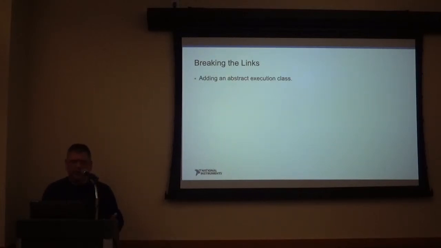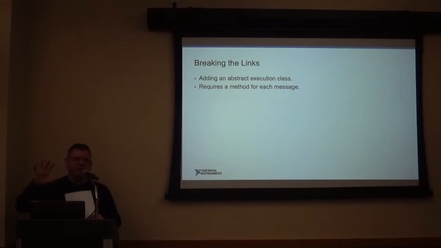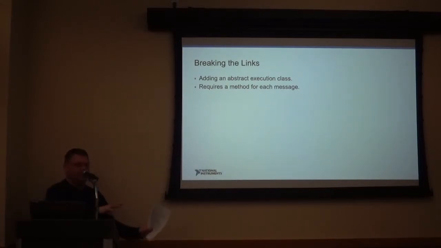All right, so how are we going to break these links? Well, we're going to add an abstract execution class. This is what I like to call it, at least. And so I'm going to tie all these things we've been talking about back together now. This abstract execution class requires a method for every message you have. So if you have 10 messages in your system that are going from application 1 to application 2 and back and forth, this class is going to have 10 methods in it.